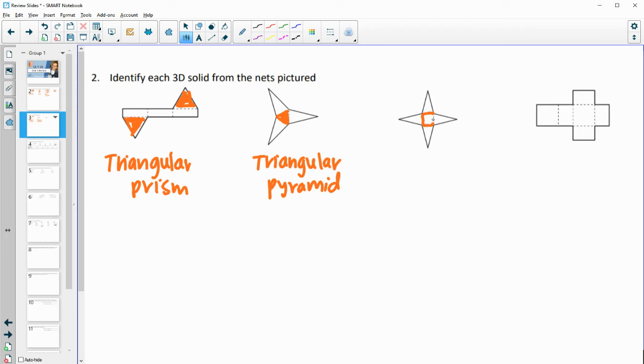Next one has a square in the middle, and then the 4 triangles on either side that will fold up to a point. So this one's going to be a square or rectangular pyramid. Then this next one, we can see these two shapes here that are connected by rectangles around the middle. So the base shapes are rectangles, and there's 2 of them. So this one's going to be a rectangular prism.